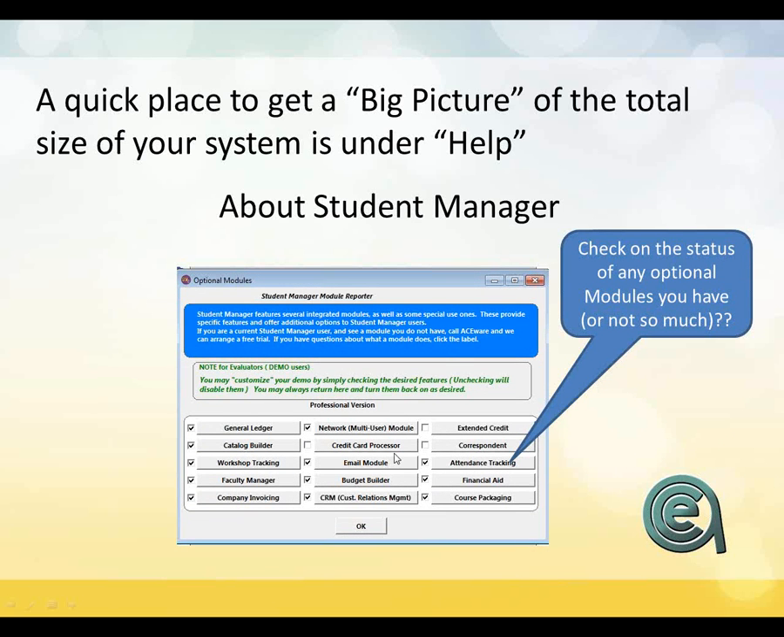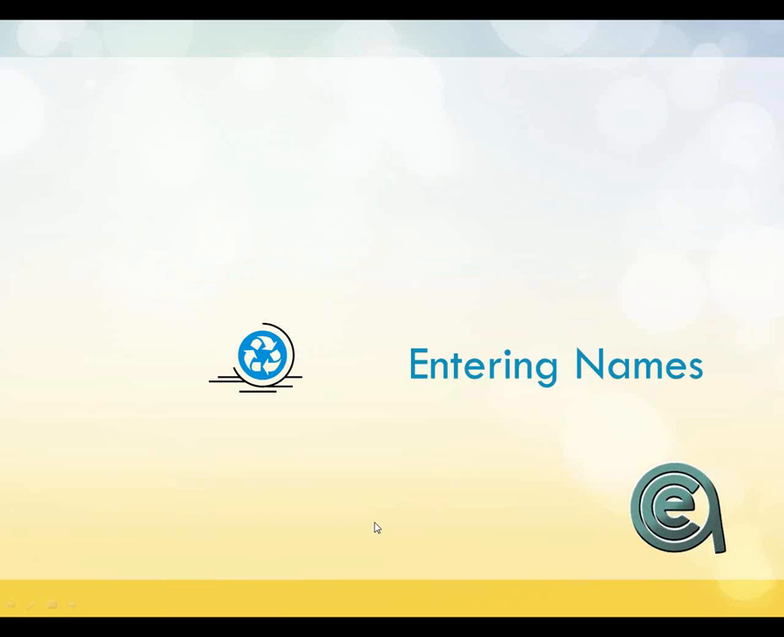Again, if you purchased Student Manager prior to 2009, most of these modules were add-ons. In other words, you buy a bare-bones system and you'd add on the elements you want. After 2009, most of the systems out had a lot of these already included. So again, check that to see if you've got modules that you should be thinking about getting if you don't have them, especially if you've been around a while.